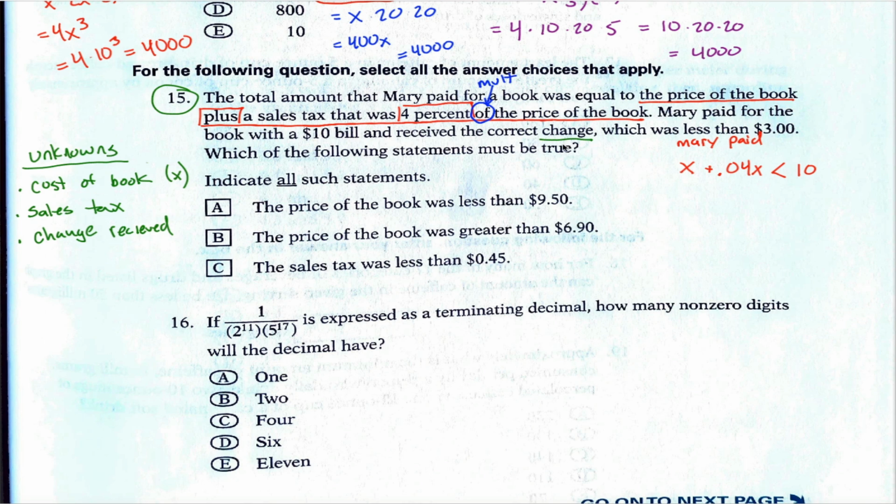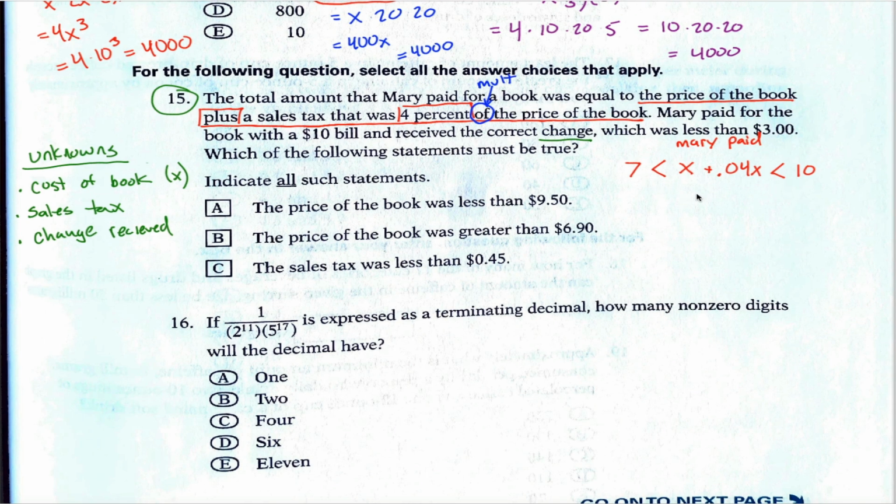How much change did she get back? Less than $3. So think about what that means. That means she must have paid more than $7, right? If you're paying with the $10 bill and you get less than $3 back, you must have paid more than $7. So we have this compound inequality, which we can solve for x, which will allow us to answer these different statements. I think for most people, setting up this inequality is the hardest part of the entire problem. So if you struggle to get here, know that you're not alone. But if you can get here, I think you're in pretty good shape.